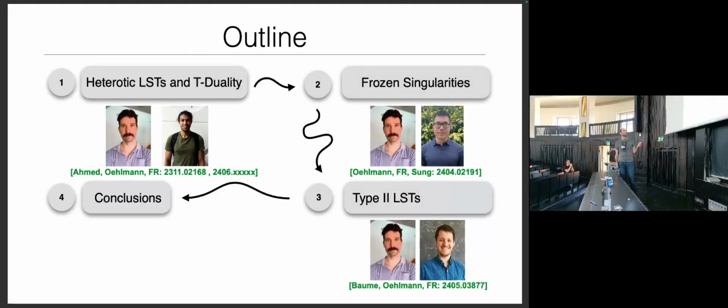Yeah, so this is the collaboration. I will talk first about results we obtained in the context of heterotic LSTs. Then I will talk about frozen singularities, which was done with Ben, and type 2 LSTs.